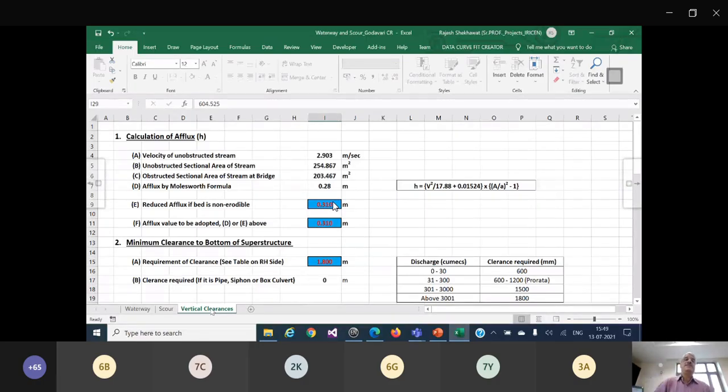Similarly, for afflux, it has already calculated velocity and everything, and it says afflux is 0.28. Now, do you want to give any reduced value? Let us say you want to give 0.25. You can do a little bit less than that, and that can be the maximum value.